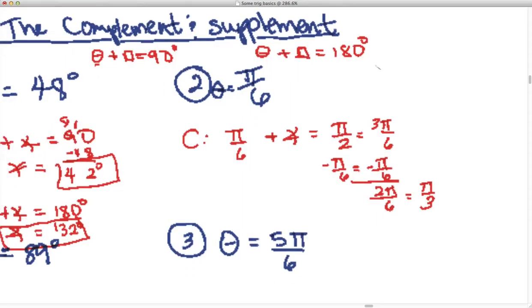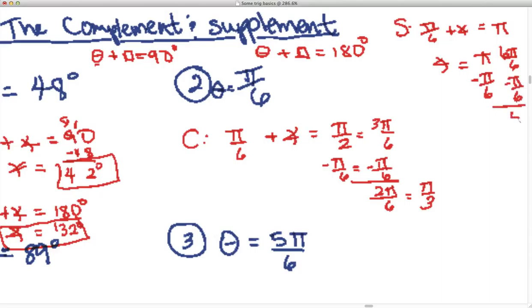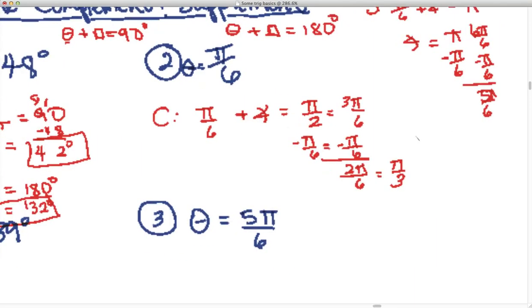And then for the supplement, I'll do that up here. We would have pi over 6 plus some angle equals pi, and you'd subtract, and here this would be 6 pi over 6 minus pi over 6 gives you 5 pi over 6. Okay, so there's your complement, there's your supplement.